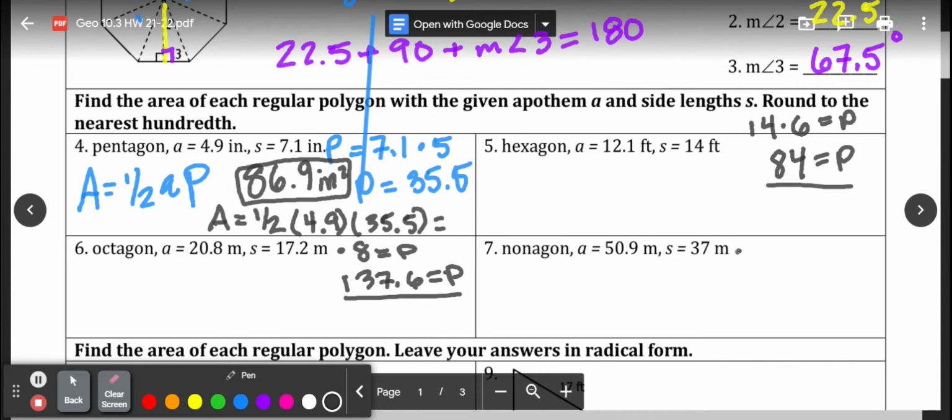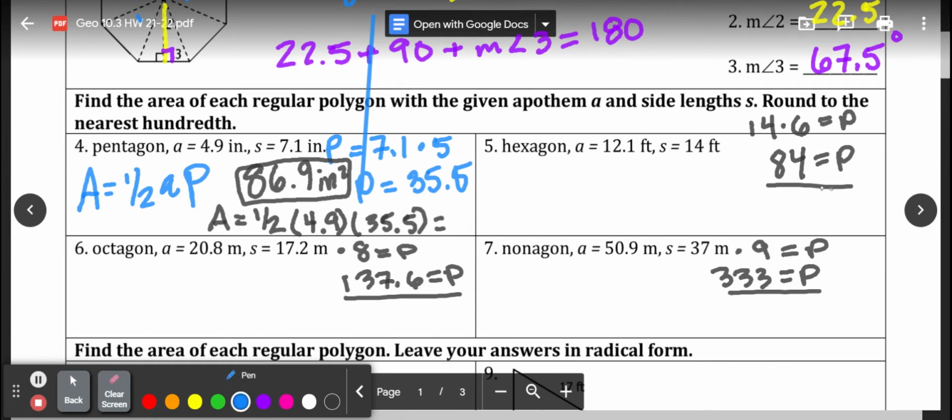And then this is 37. A nonagon is 9-sided, so my perimeter is going to be 37 times 9. So 333 equals the perimeter. And there we go, we have our perimeter for all three. Then we just have to go back and calculate.